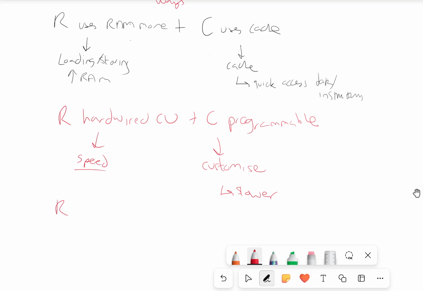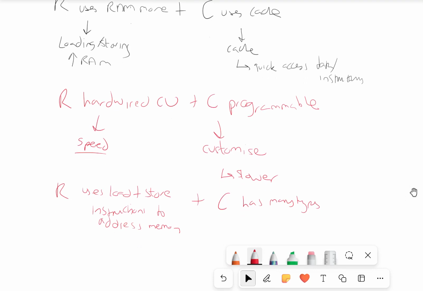Finally, RISC uses load and store instructions to address memory. Whilst CISC has many types, as well as load and store, which means it can deal with, again, complex instructions.